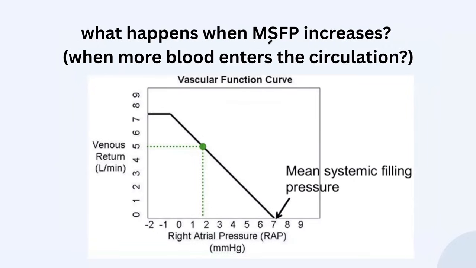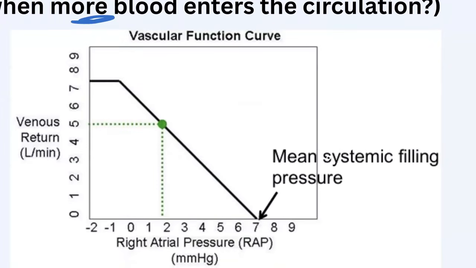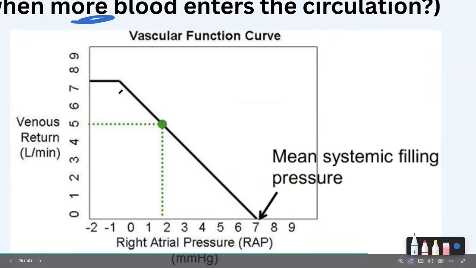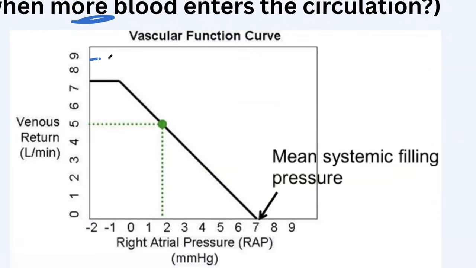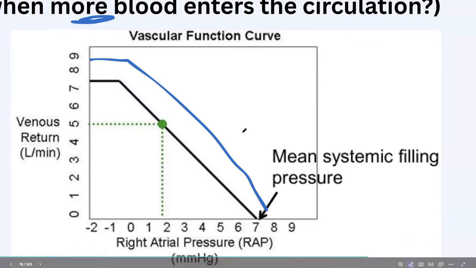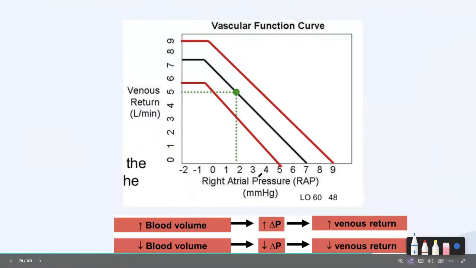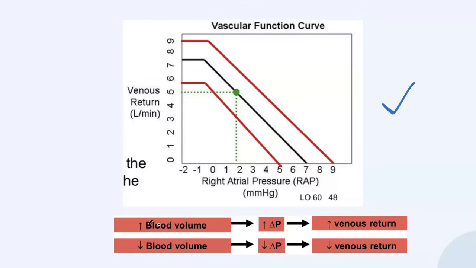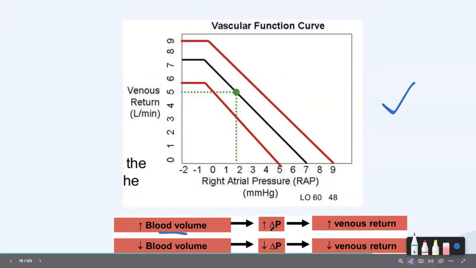So what happens when the mean systemic filling pressure increases, which means that more blood enters the circulation? If you have more blood entering the circulation, that means your venous return will increase because your mean systemic filling pressure is also going to increase. That means that your vascular function curve is going to displace upwards like this, okay? That is the case, and this is way easier. If you have an increased blood volume, you have an increased change in pressure between the two, and then you have an increased venous return.